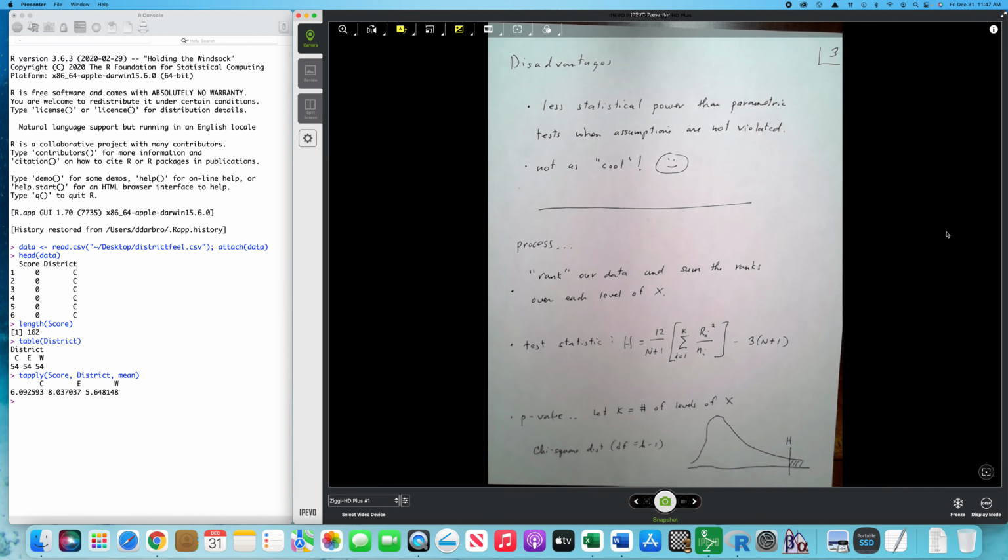So, disadvantages to non-parametric techniques: you lose statistical power when compared to parametric tests when the assumptions are not violated. And some people say it's just not as cool. I have to tell you, I kind of fall into that world, unfairly and certainly not validated. I think non-parametric tests have their place in time.